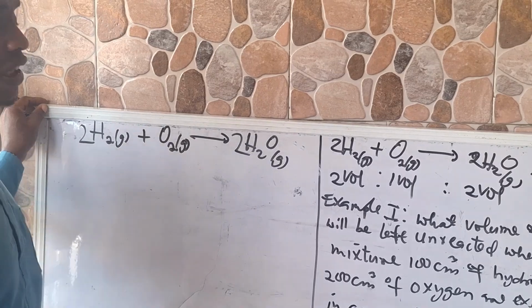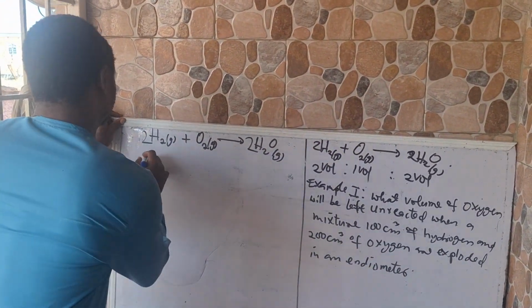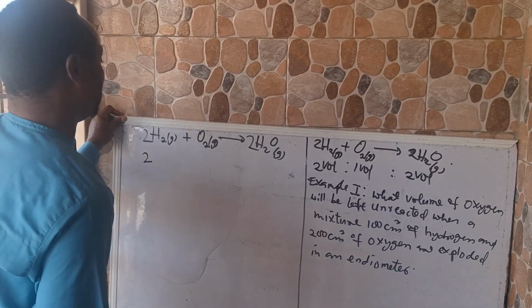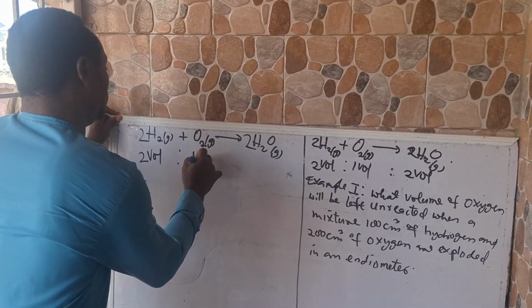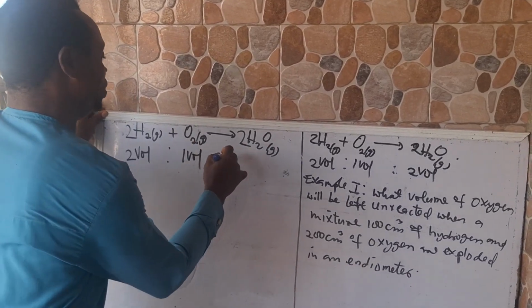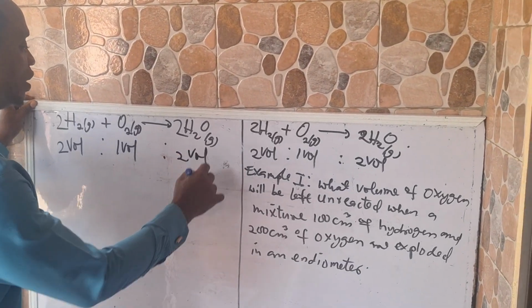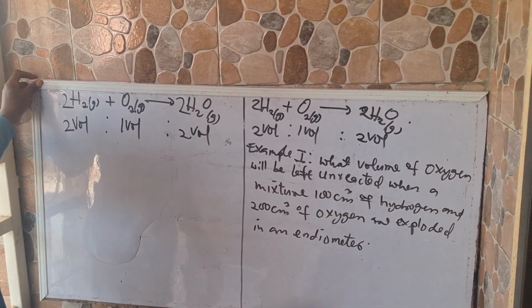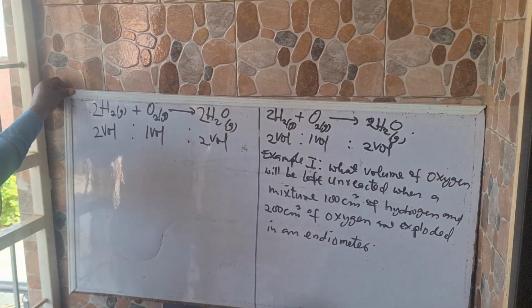Then stage 3, write out the ratios of the balanced equation, which you're going to have as 2 volumes of hydrogen gas to 1 volume of oxygen gas. So the product, as the law says, also gives us 2 volumes of water. These are the reacting volumes in their ratios.